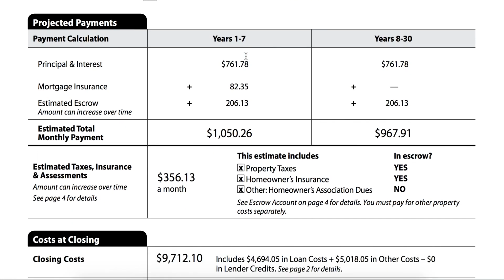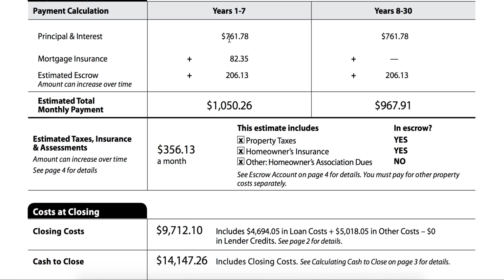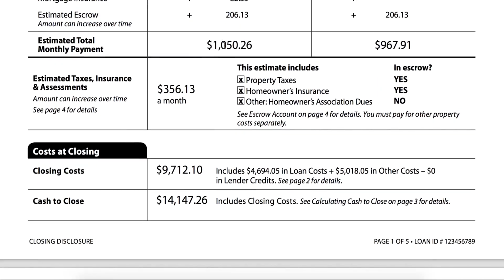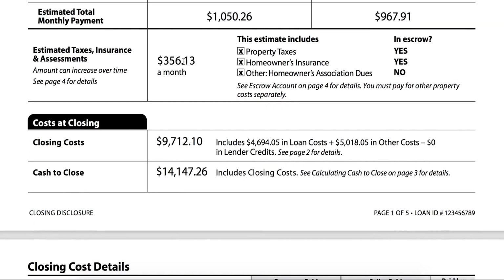Balloon payment, no. Principal and interest for the first 7 years and for the latter 8 to 30 years, it's the same because it's a fixed rate mortgage. Apparently this sample has mortgage insurance initially. There's your tax escrow, taxes and homeowner's insurance. Estimated total payment. This is the estimated escrow with taxes and insurance, and apparently in this example, mortgage insurance.